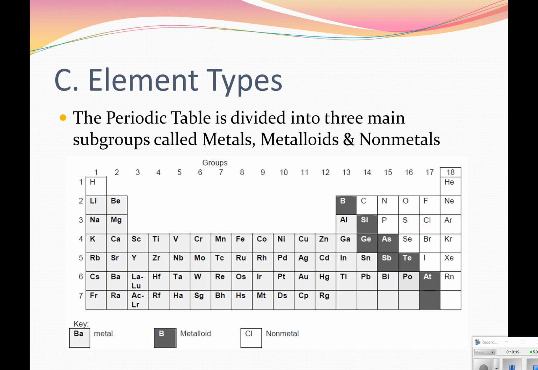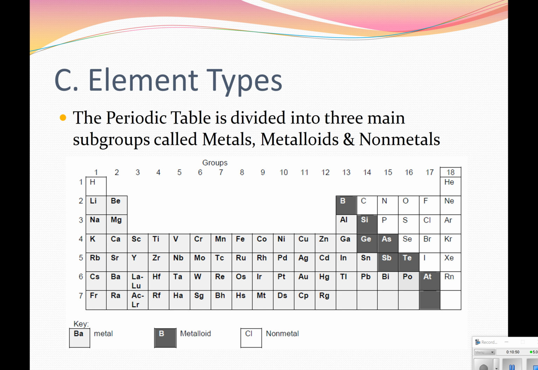Now the periodic table itself is divided into three main subgroups, which we'll call metals, metalloids, which you sometimes see called semimetals, and nonmetals. Looking at the table, we can see a gray, a white, and a darker gray. Hydrogen's kind of hiding up here, but it is in the white group as well, so we're going to call it generally a nonmetal, although it can behave as a metal depending on what it's bonding with, but we'll treat it as a nonmetal.